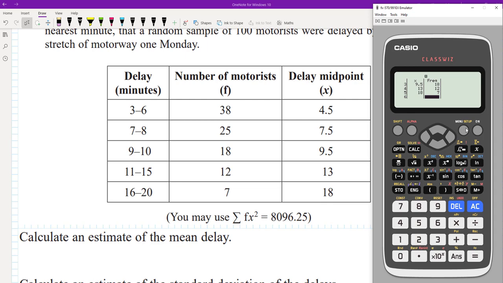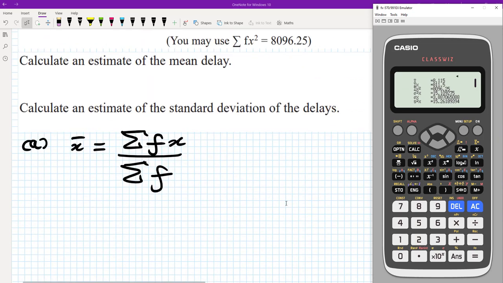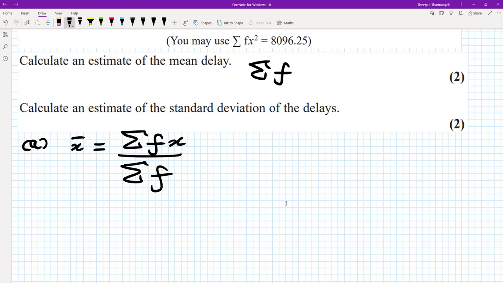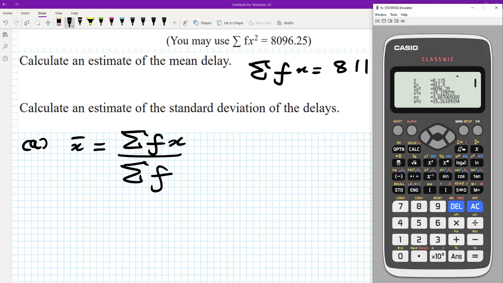Now we're going to press AC, press the option button, and then press one variable calculation, which is option 2, and then we get all these values. The sum of x on this calculator is actually the sum of fx. So the sum of fx is 811.5. I'm going to write that down: the sum of fx was 811, I believe it's 0.5.